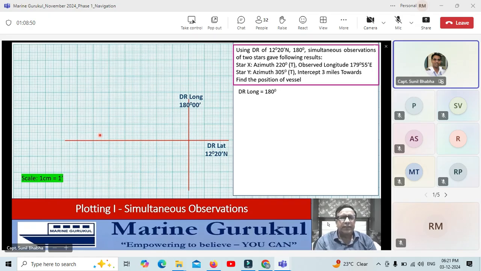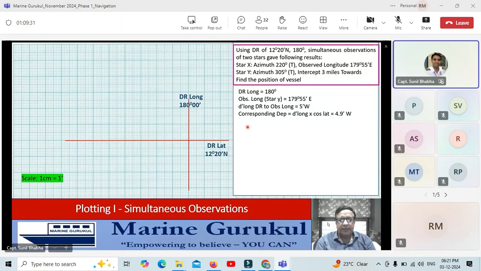Now, DR long is 180 degrees. Observed long by solving Star X is 179 degrees 55 minutes east. So if I have to plot observed long with respect to DR long, which has already been plotted, the D long between the two is 5 minutes west from DR to observed long. That means observed long shall be plotted west of the DR long. But the spacing has to correspond to departure. So we find the corresponding departure, and the departure is found to be 4.9 minutes west.